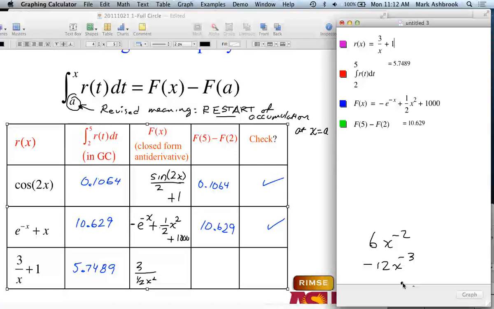How do we do? The same as 3 over x? No, not even close, right? Because that's 3x to the minus 1. So we have to think, what function has a derivative of 1 over x? What function has a derivative of 1 over x? Ryan?